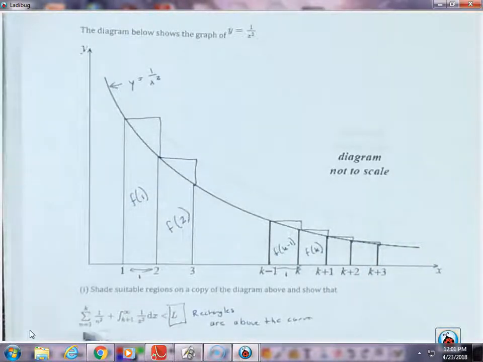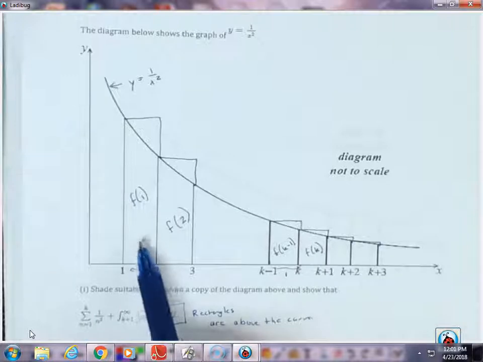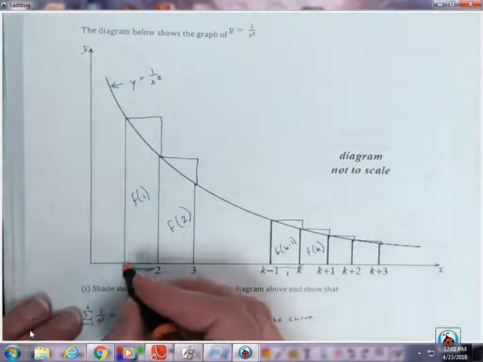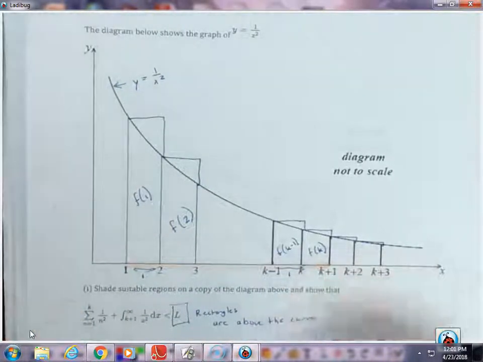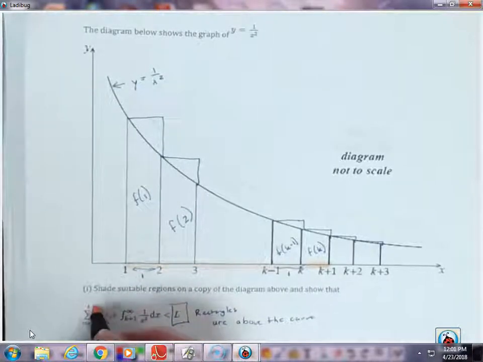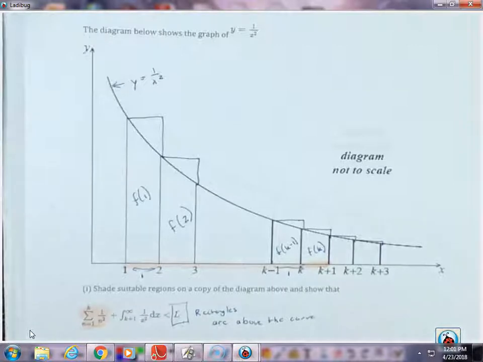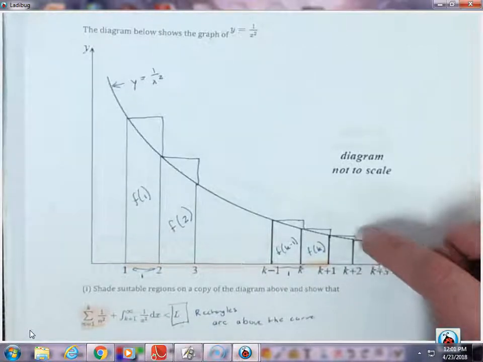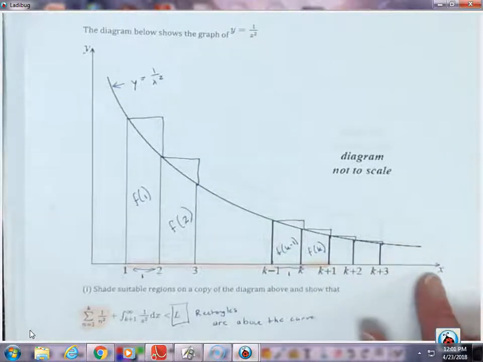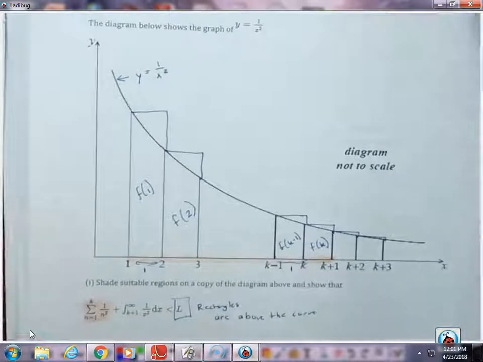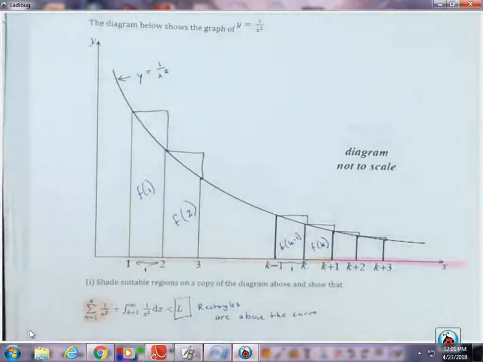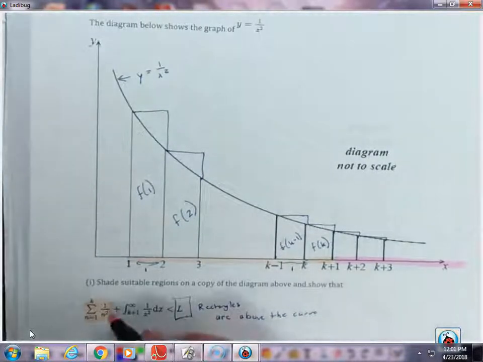And so if you look, this here is summing from 1 to k. So this part represents this part. And then what they're saying here is that my rectangles are above the integral from k plus 1 on. So let's look at what we're doing here. This part would give me the rest of it. That's actually going to be this part.